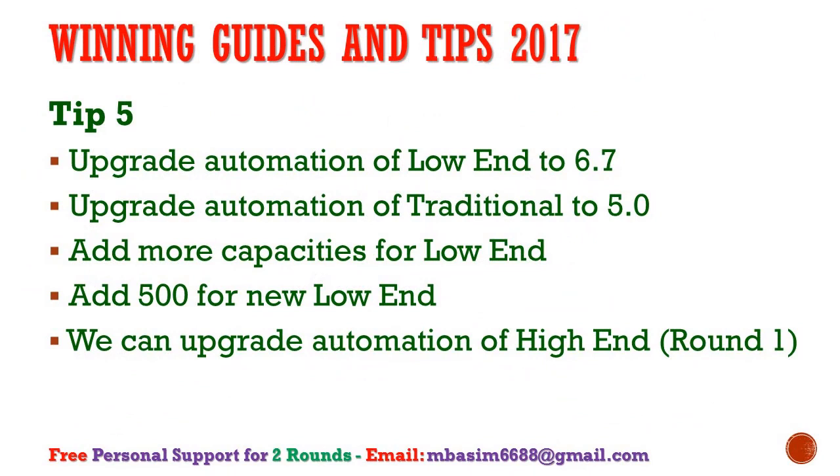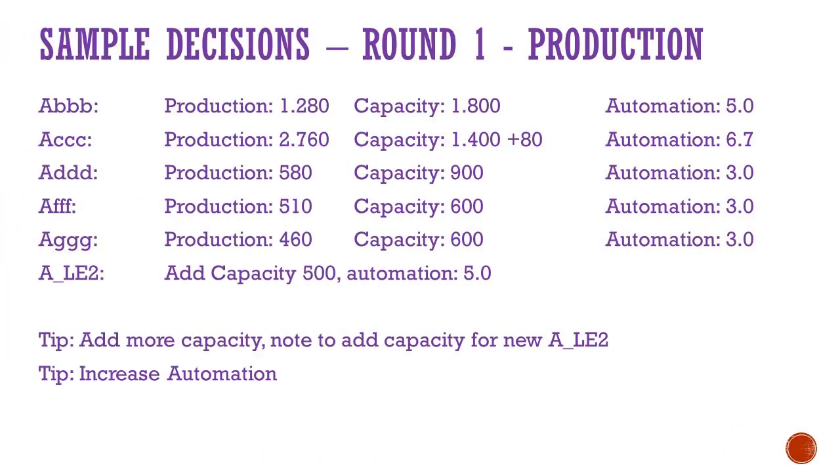Tip number 5: update the automation of low end to 6 or 6.7 if you want to get some net profit or a safer strategy. You can put 6 or 6.7, and 5 for the traditional. Add more capacity for low end, and add 500 for the low-end product for round 1.